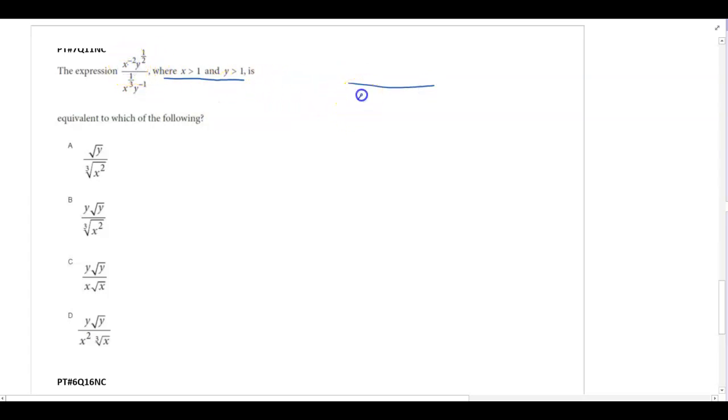x to the negative 2 is going to come down and become x squared. y to the 1/2 is going to stay up here. x to the 1/3 is going to stay down. Then y to the negative 1, to make that positive, is going to go up. Now, I'm going to add these exponents to rewrite that as y to the something, and then add these exponents to get x to the something.